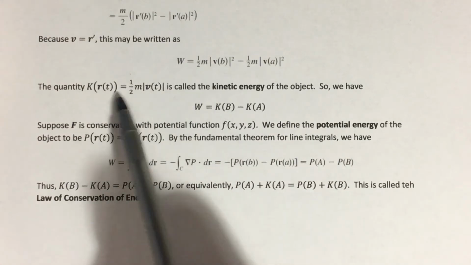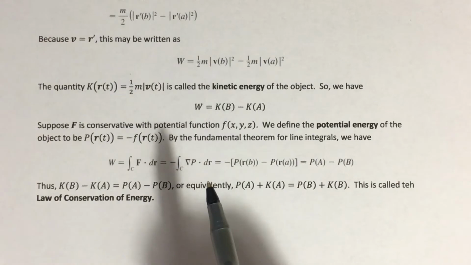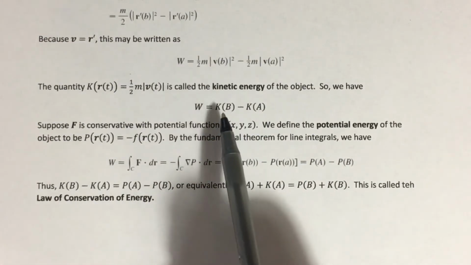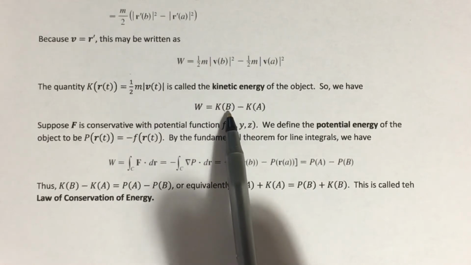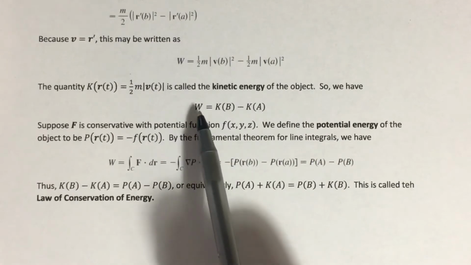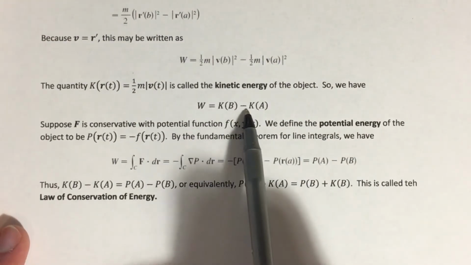If we give it this definition, then what this is saying is that the work done moving this object from point A to point B is just the difference between the kinetic energy at the terminal point of this path and the kinetic energy at the initial point of this path. It's the difference between those kinetic energies, and that's where we get our work from. Okay, so keep this result in mind.